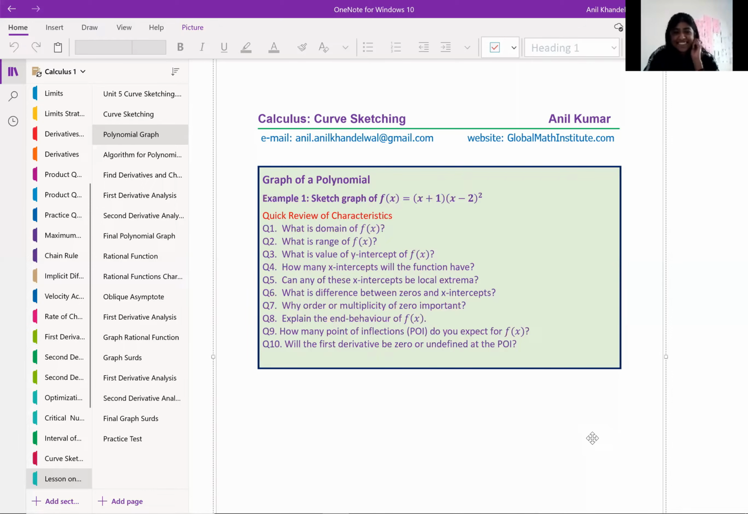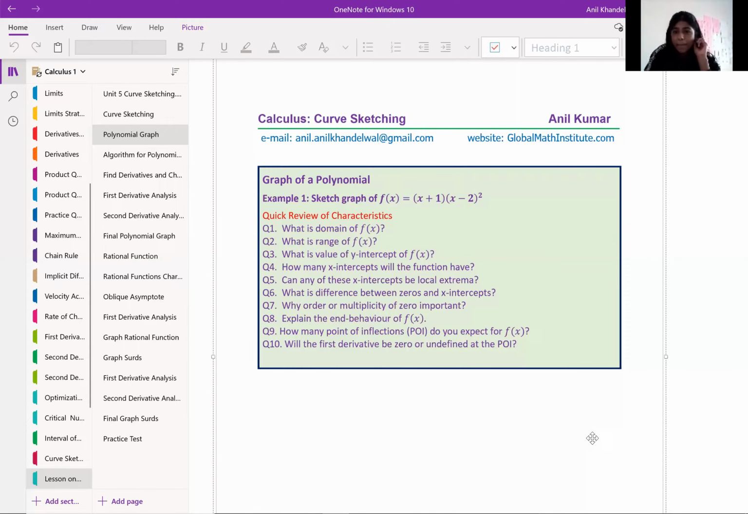No. The function is (x + 1)(x − 2)². Okay, so we'll pass for this. What is the difference between zeros and x-intercept? So x-intercept, we all know, is where it crosses the x-axis, but zero, as you always say, gives a little bit more information. It will tell you about the order, or the multiplicity, or the behavior of the curve.